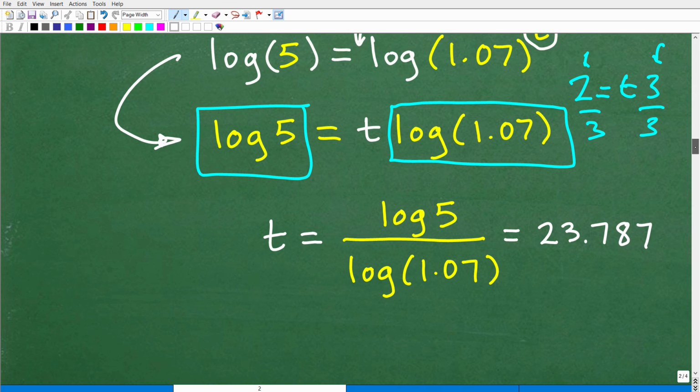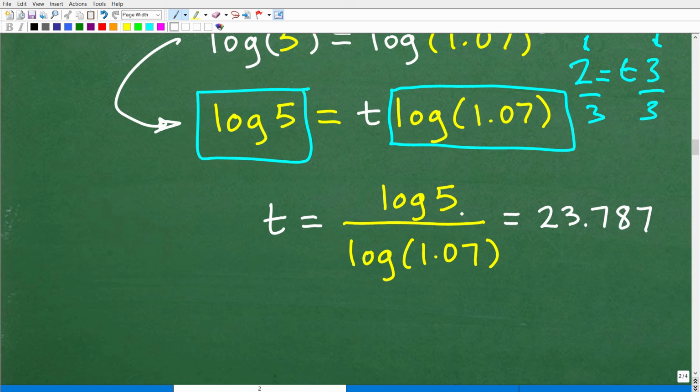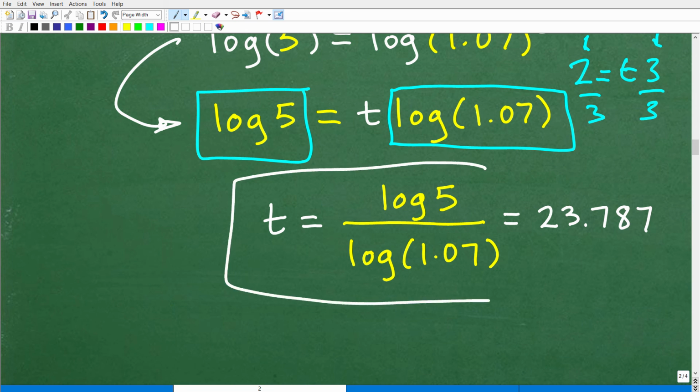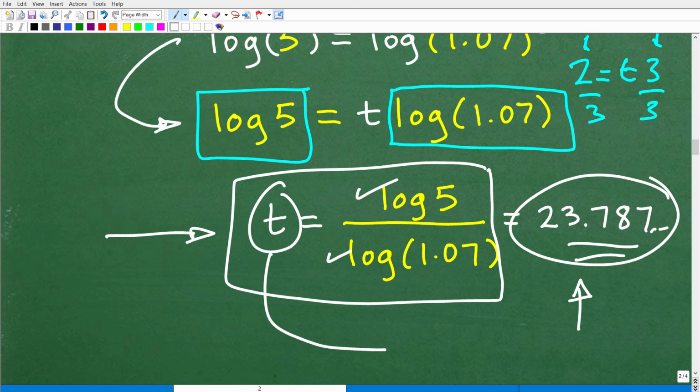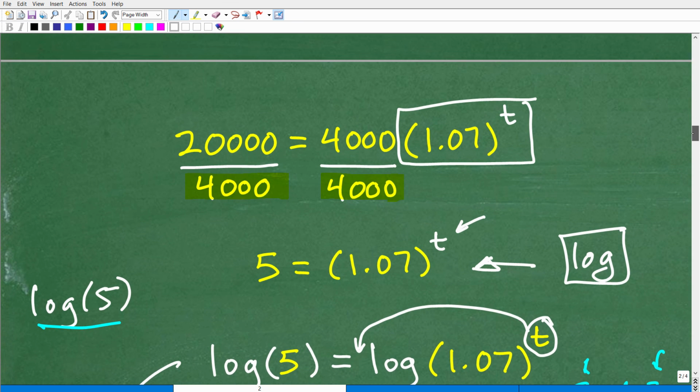All right, so to solve for t again, we're going to divide both sides of the equation by log 1.07, the log of 1.07. At this point, you should do all this on your paper. Don't break out your calculator yet. At this final stage, this is when you want to actually do your calculation. So get your calculator out, put log 5, divide that by log 1.07, and you'll get 23.787. There are some other decimals, but you get the gist. This is the answer. And what is that in? Well, t is time in years. So there you go. This is how you solve an exponential equation.